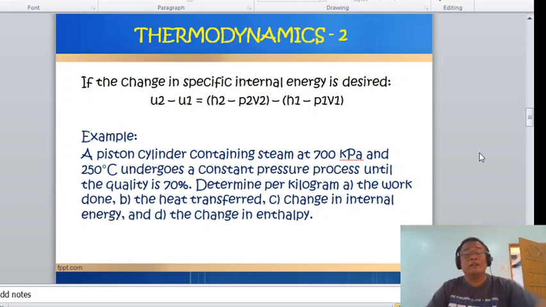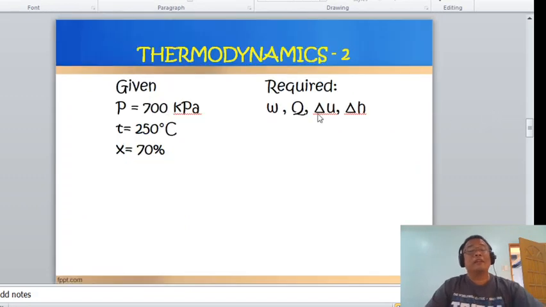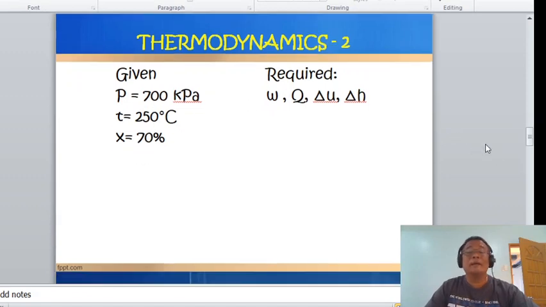Before we can solve this problem, class, we can first take a look at the values in the tables. Let us now consider that in the next slides. So we have here the given: the pressure is 700 kilopascal and the temperature is 250 degrees Celsius. Quality is 70%. Required: W, Q, delta U, and delta H.